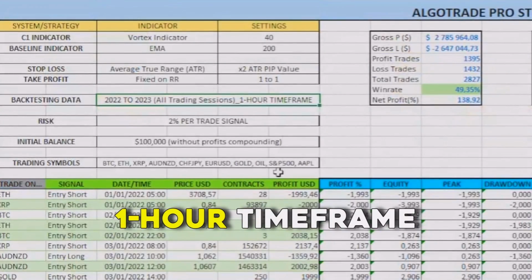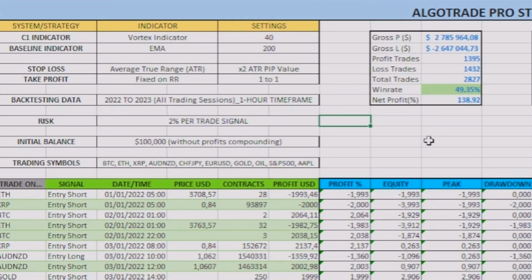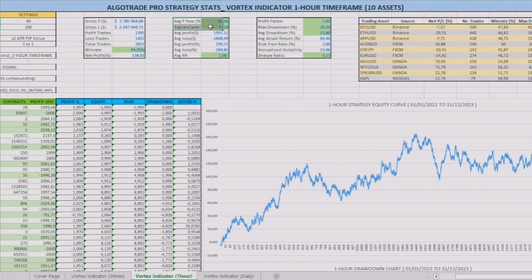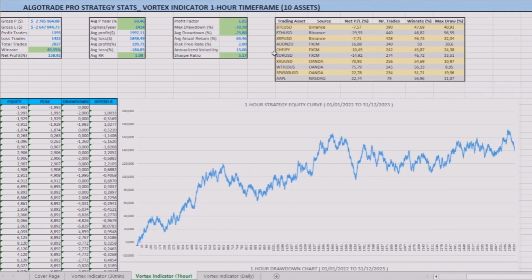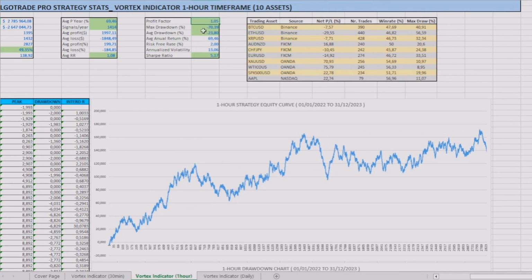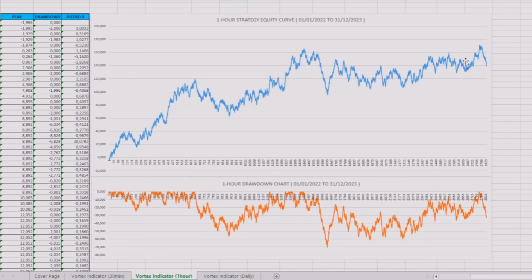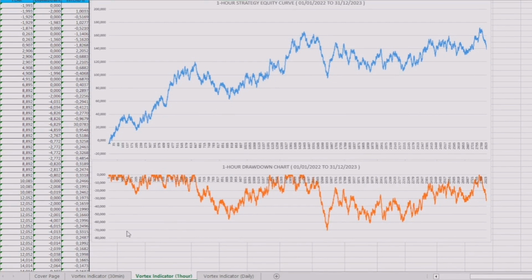Then, in the 1-hour time frame, things look a little bit different. After more than 2,800 trades, the Vortex achieved a win rate of about 49.35% and the total net profit close to 140%. Here you can find the average results and trades per year. With a profit factor of 1.05 and an average drawdown of about 23%, the strategy in this time frame got a more consistent equity curve with a max drawdown value of about 65% that happened during February 2023.